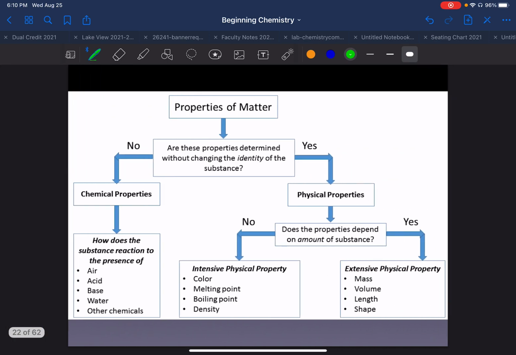I have this graph here to help you a little bit with this. Properties of matter, are these properties determined without changing the identity of the substance? If it is yes, then that's a physical property. You're going this way. Does the property depend upon the amount of substance? If it does, then you go this way, and that's extensive property. If I'm going to go back up here to properties of matter, if I have to change the identity of the substance, then that's going to be a chemical property. And then I look at how does it change.